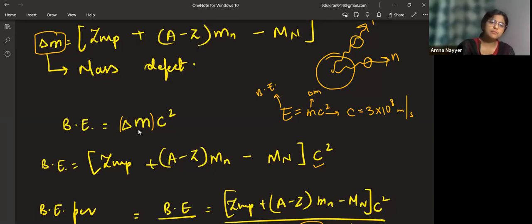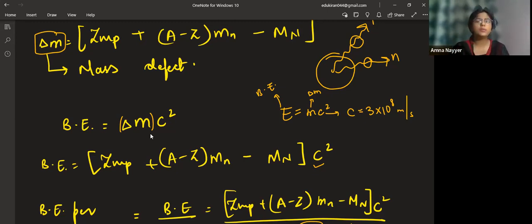So whatever the mass defect is, using Einstein's equation E = mc², the energy here becomes the binding energy. The mass in the formula mc² is the mass defect, and c is again the speed of light. So you will take the square of the speed of light, c².